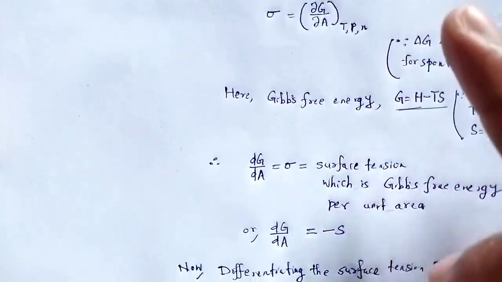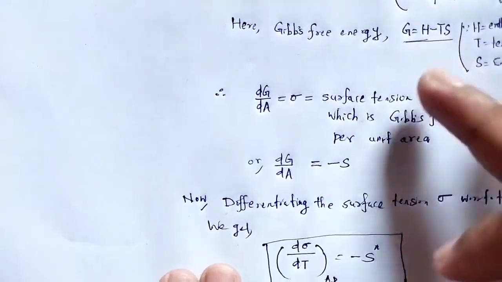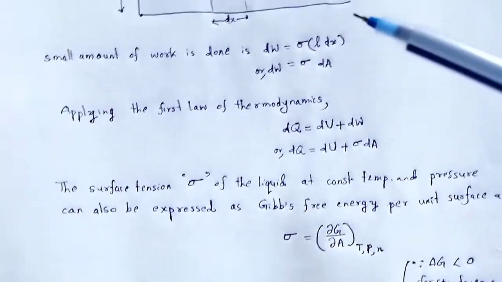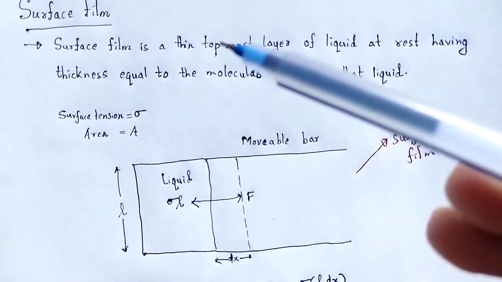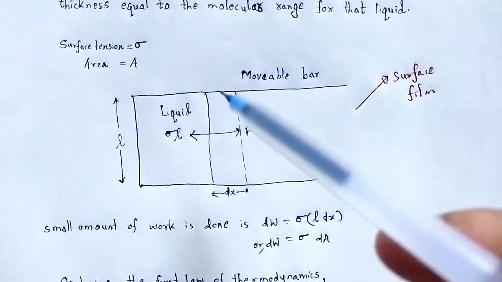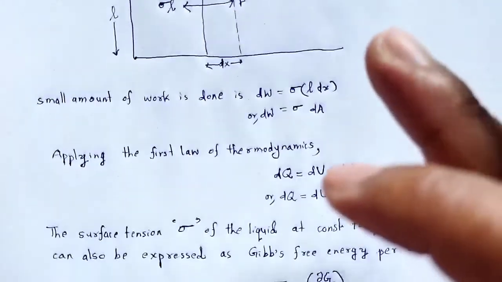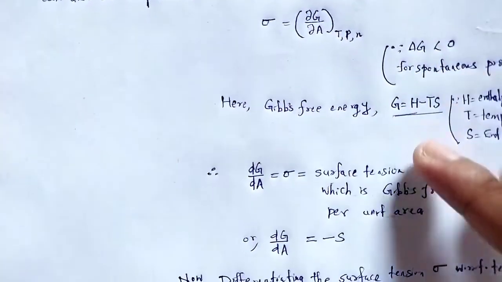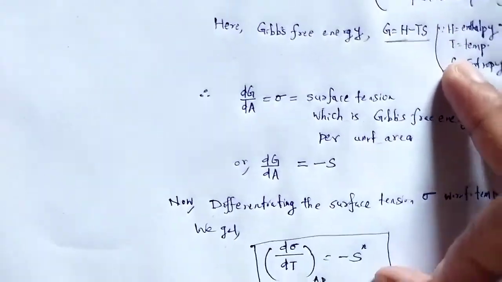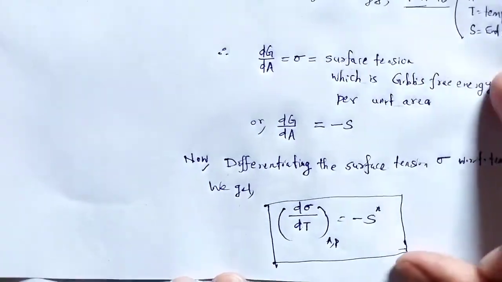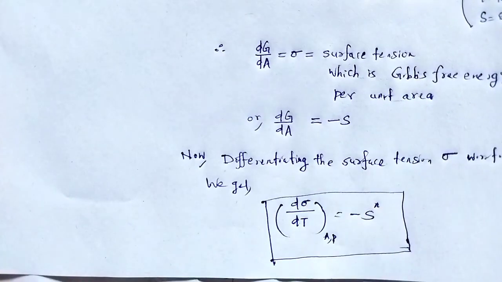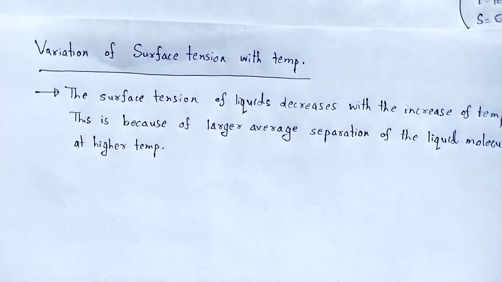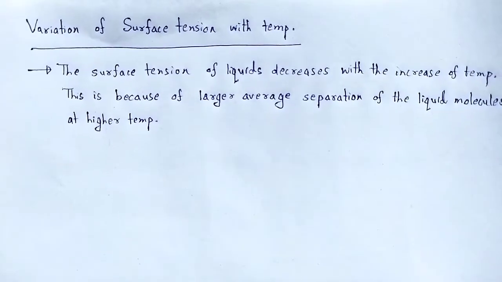All these thermodynamic parameters are obtained in case of a surface film, the basic idea of a surface film. We take an example of a surface film, how free energy and surface tension are related, that is surface tension with temperature. Now, we have to discuss the variation of surface tension with temperature. So, how does surface tension vary with temperature?